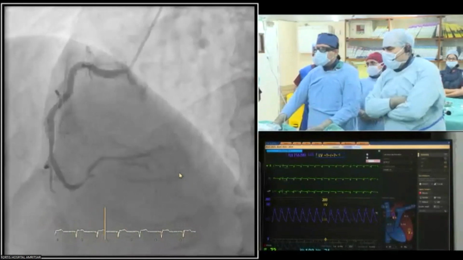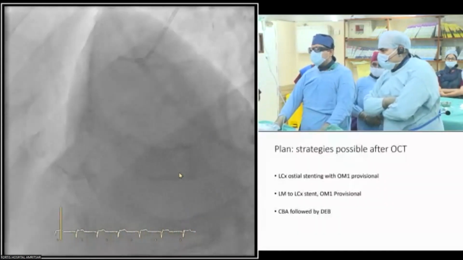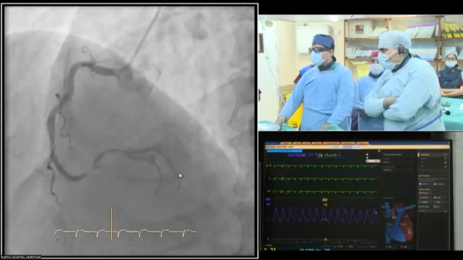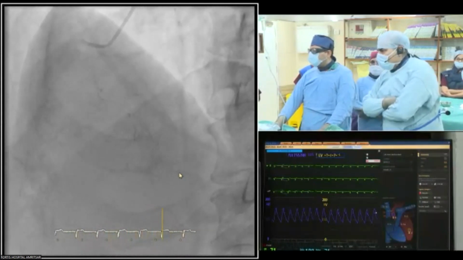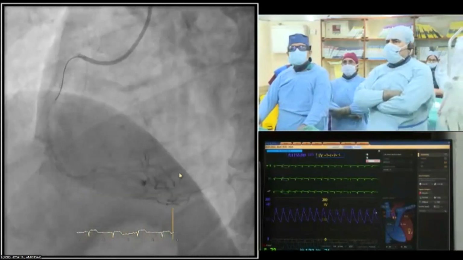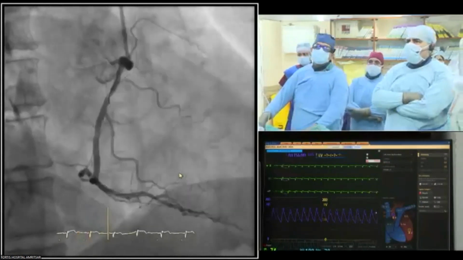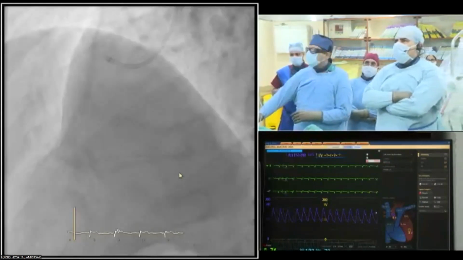So I hope you can see the images. Yeah, we can see. Sure. I'll just show you the end result on that. Okay, so RCA opened up well, good sized PD distally, and with a good result.